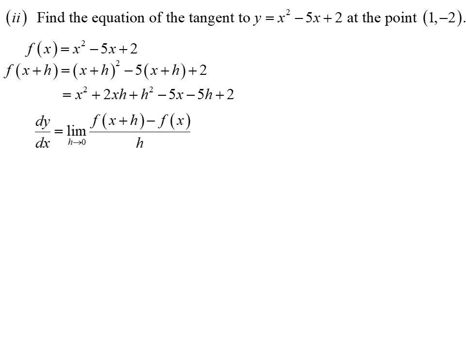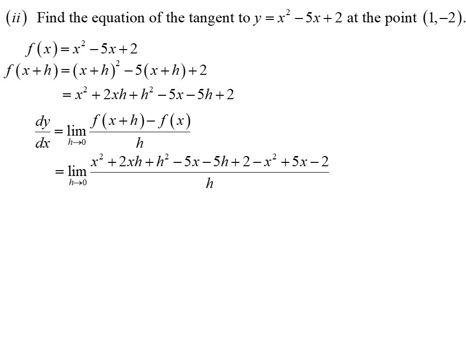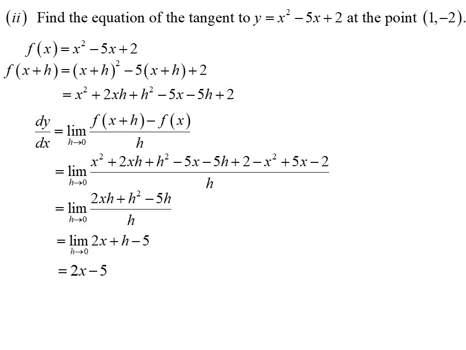So f(x plus h) minus f(x). Anything there, you will notice on the top of the fraction that does not have an h actually cancels. And I'm left with 2xh plus h squared minus 5h. There's a common factor of h. I'm left with 2x plus h minus 5. But as h approaches 0, that h has got to go away. So the answer is 2x minus 5. That is our gradient function.